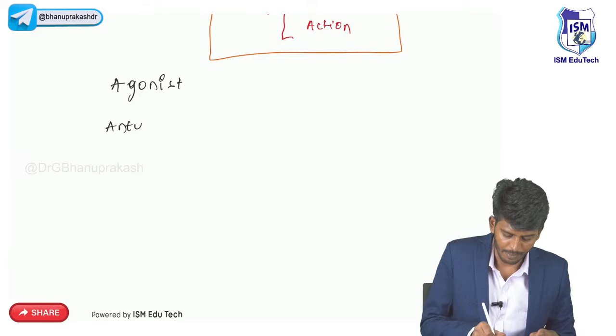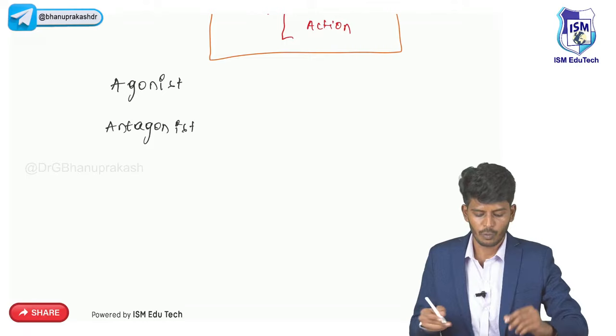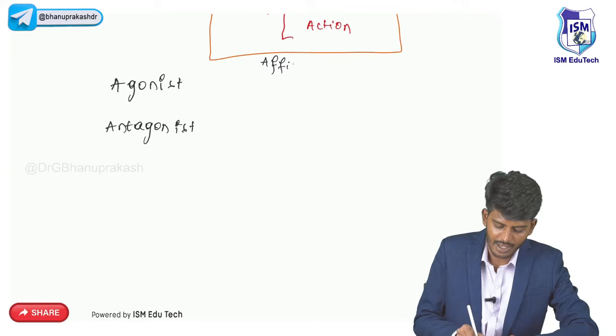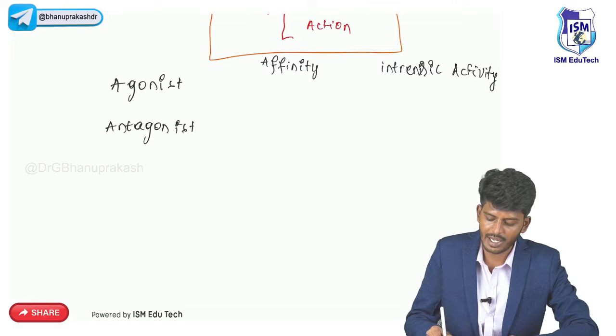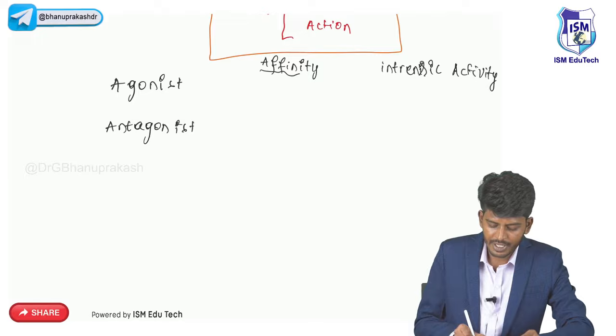Now, when you look at a receptor action, you need to look at two factors. What are the two factors? One of them is called affinity. The other one is called intrinsic activity. What is that? Intrinsic activity is whatever activity occurs inside the cell. And affinity means the ability to bind.